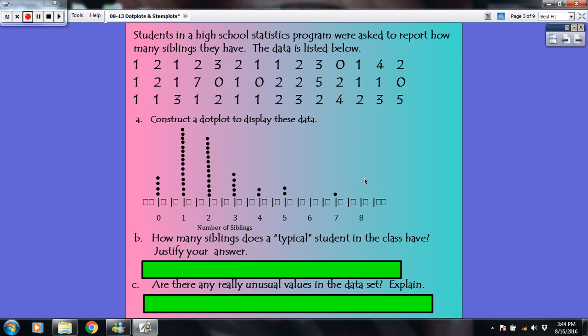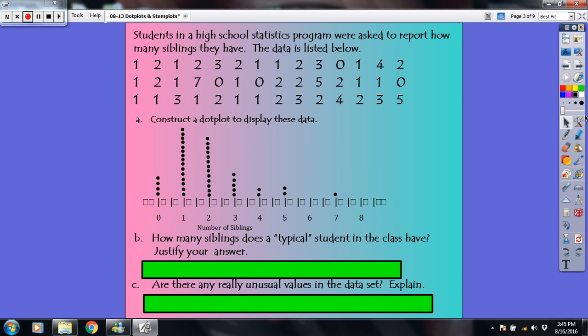And so then I started counting the occurrences of those values. So I start with 0, and I see 1, 2, 3, 4 occurrences of 0 in that set of numbers. So I put 4 dots above the 0 on the number line. And then I'm going to look at the ones. I see 1, 2, 3, 4, 5, 6, 7, 8, 9, 10, 11, 12, 13, 14, 15. So there's 15 ones in this set. So I made 15 dots over the number 1.